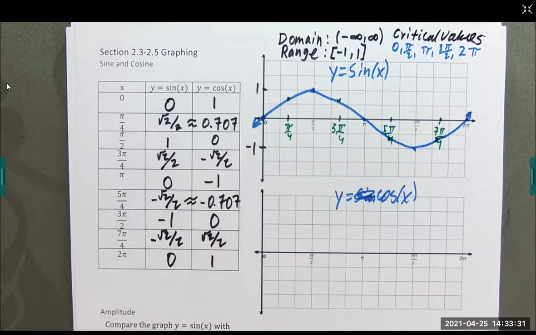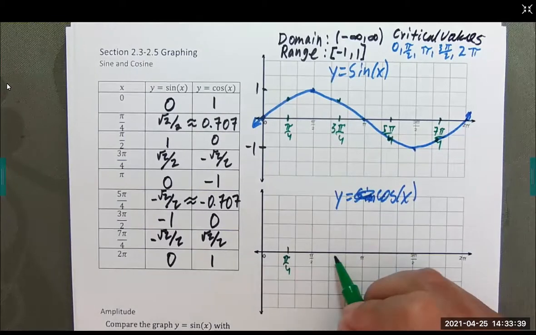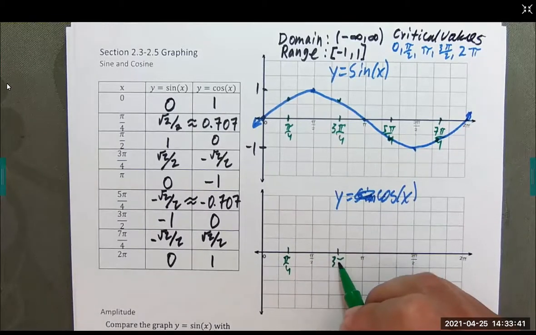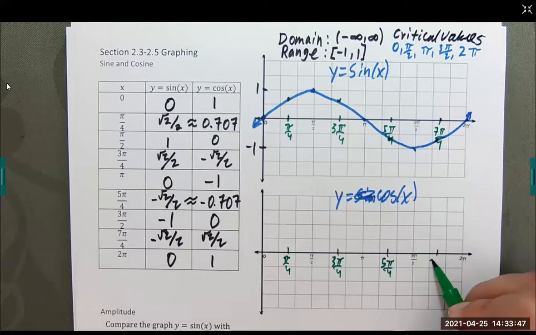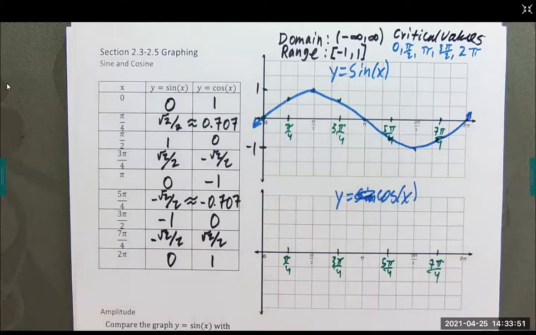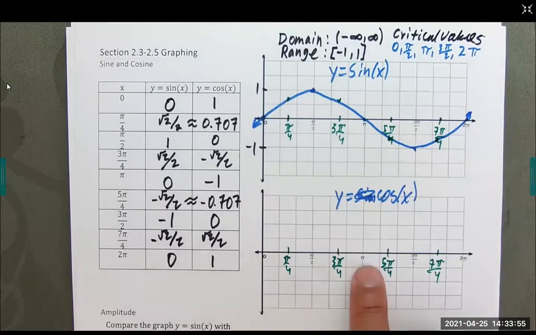And cosine is going to get broken up the exact same way. This is pi over 4, this is 3 pi over 4, this is 5 pi over 4, and this is 7 pi over 4. And once again, I want to point out my critical values are the same as the sine wave: 0, pi over 2, pi, 3 pi over 2, and 2 pi.